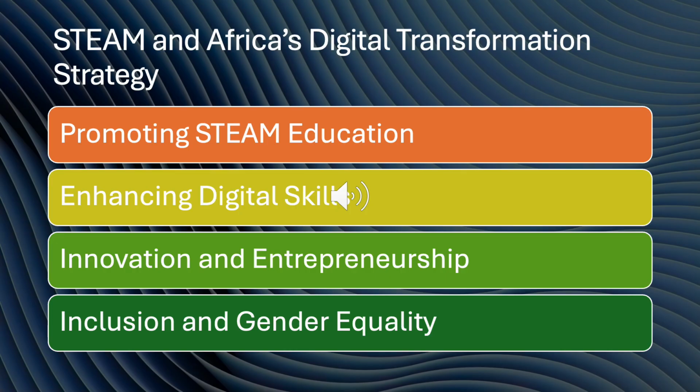Enhancing digital skills. STEAM education is seen as essential for building digital literacy and technical proficiencies across the continent, helping young people to engage with new technologies such as artificial intelligence, robotics, and data analytics. It is also for innovation and entrepreneurship. By promoting STEAM, the strategy aims to nurture creative thinking and problem-solving skills, which are key to fostering innovation and entrepreneurial ventures that contribute to Africa's economic growth. Inclusion and gender equality. The strategy also encourages inclusive access to STEAM education, especially for marginalized groups such as women and girls, aiming to reduce gender disparities in fields like science and technology.